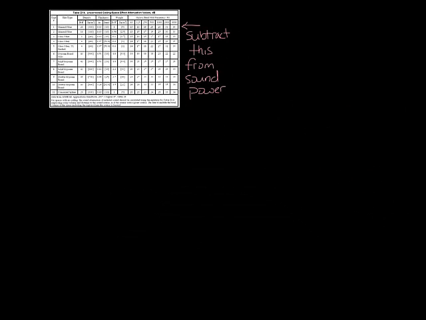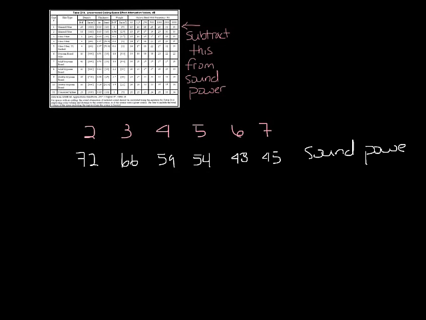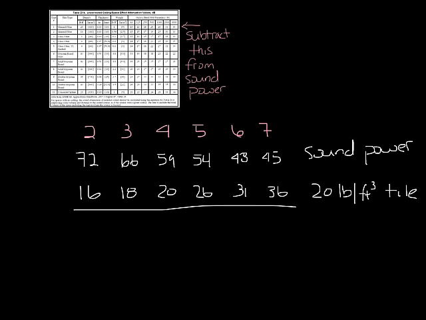So let's say this is the radiated sound power value of the VAV box you have by octave band: 72, 66, 59, 54, 48, and 45 in the 7th band. So we go up to the ceiling table and look at the 20 pounds per cubic foot and 0.63 inches thick ceiling. You see these attenuation factors. By subtracting the table values from the sound power, you get these values: 56, 48, 39, 28, 17, and 9.